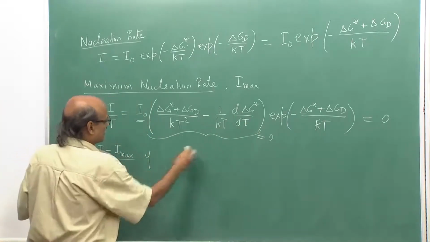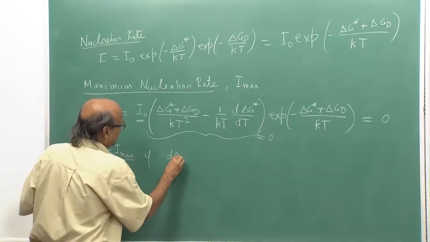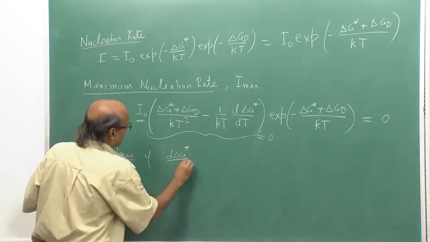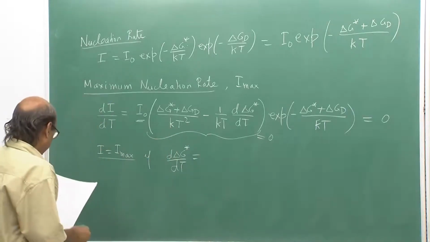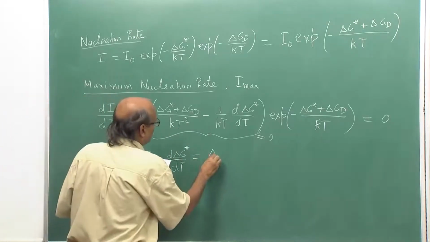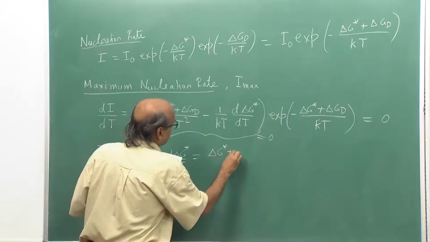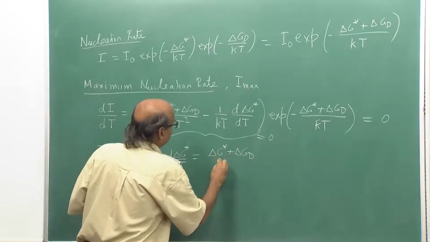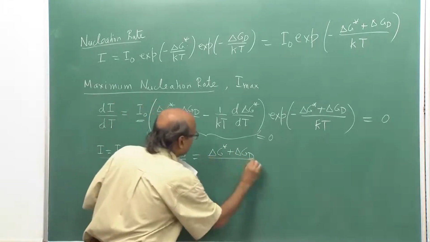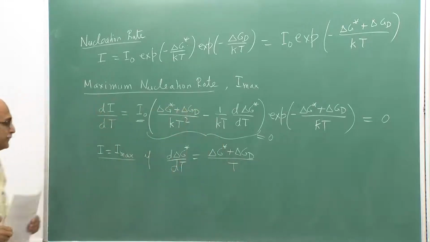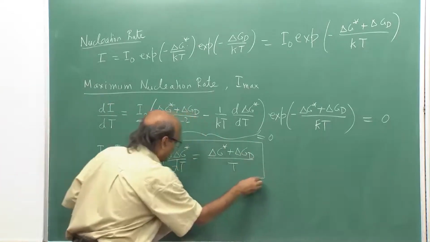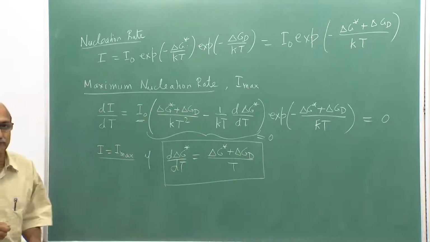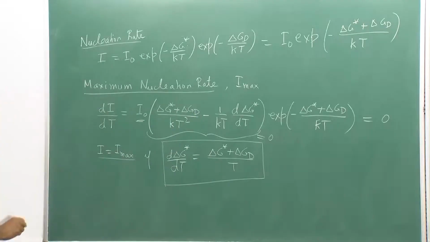In other words, this can be written as d delta G star by dT should be equal to (delta G star plus delta GD) upon T. So, this is the condition for obtaining the maximum nucleation rate.